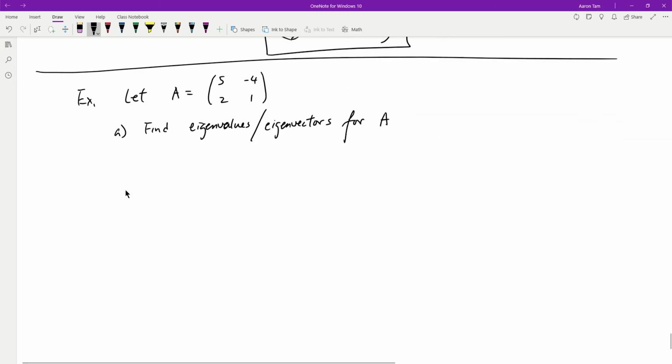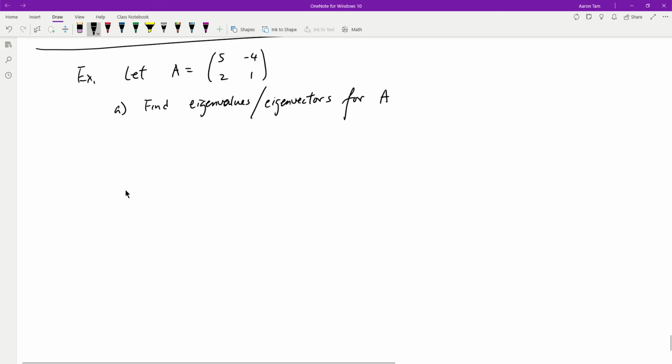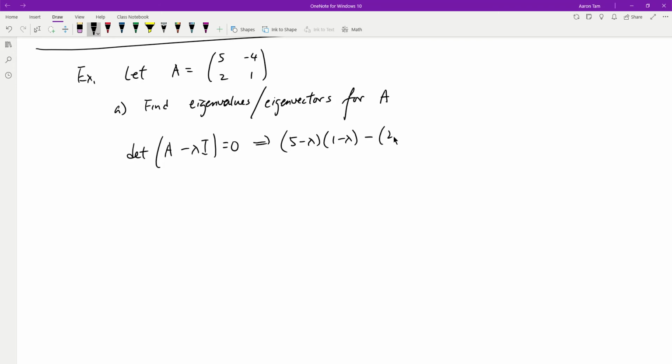Okay, so as I already told you, this one would be a complex eigenvalue and eigenvector. So let's go for it. I'm going to do this: determinant of A minus lambda I equal to 0. So that becomes (5 minus lambda)(1 minus lambda) minus 2 times -4 equal to 0. So that would be 5 minus 6 lambda plus lambda squared, minus -8, so we're adding 8, equal to 0. That comes out to be lambda squared minus 6 lambda plus 13 equal to 0.